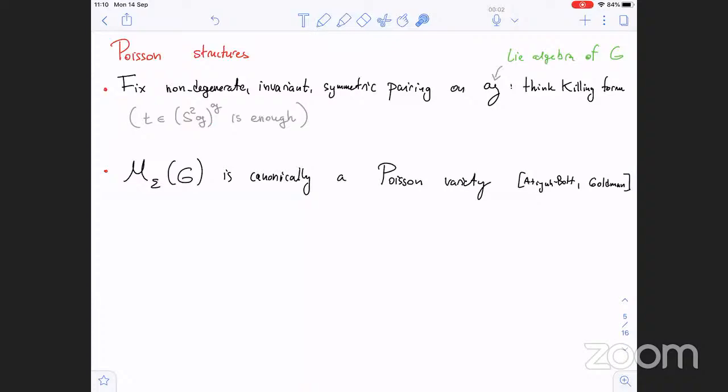If this thing is non-degenerate, you can just invert it and get the pairing, but you can also take a non-invertible element here. For example, zero, and then the Poisson structure is zero. That's a very stupid example.